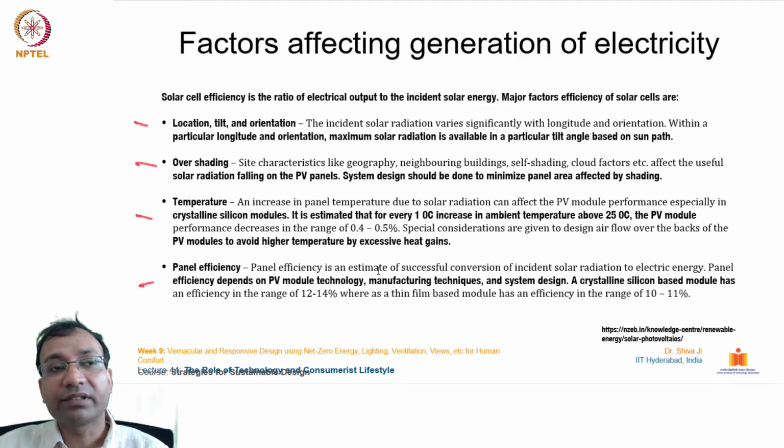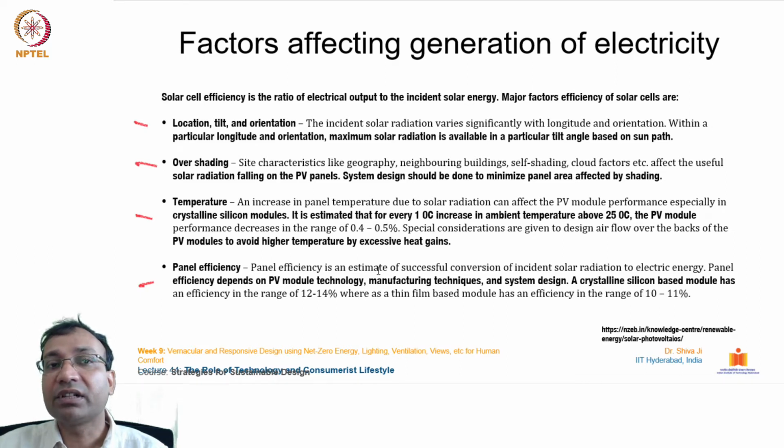Next we have temperature. An increase in panel temperature due to solar radiation can affect PV module performance, especially in crystalline silicon modules. It is estimated that for every 1 degree centigrade increase in ambient temperature above 25 degrees centigrade, the PV module performance decreases in the range of 0.4 to 0.5%.